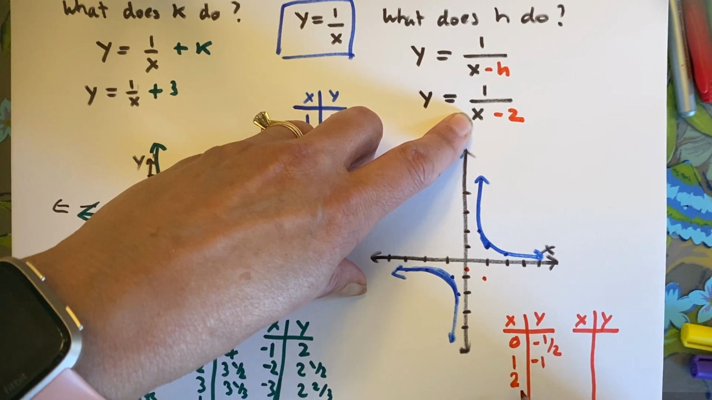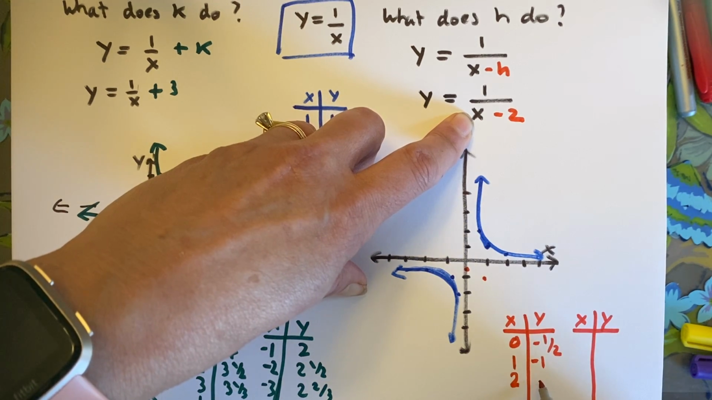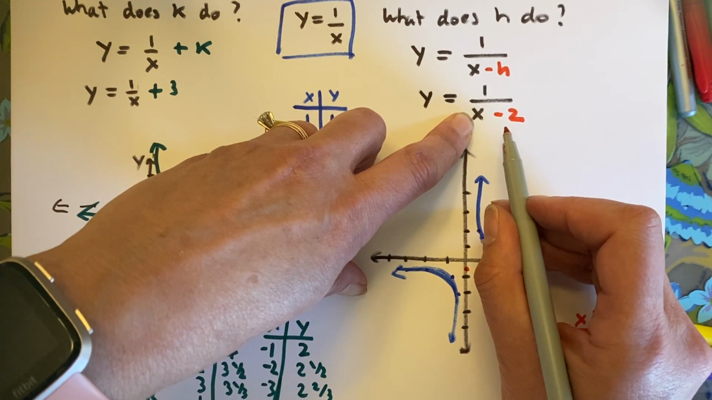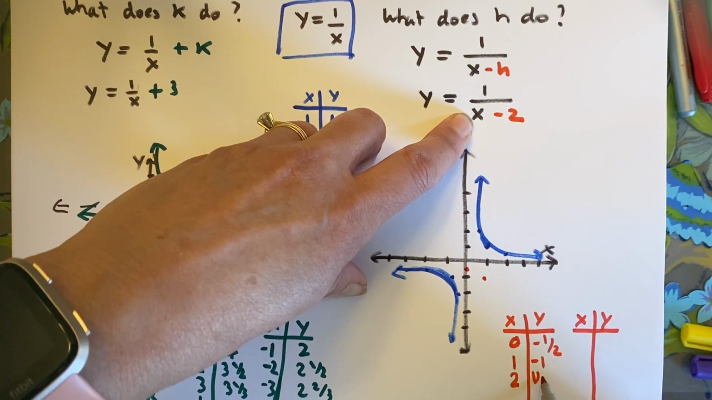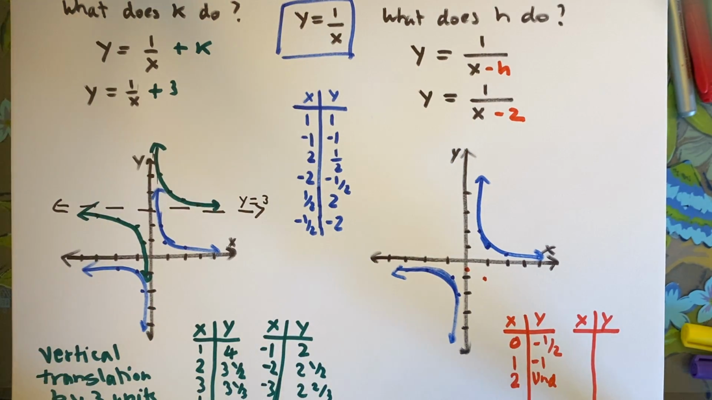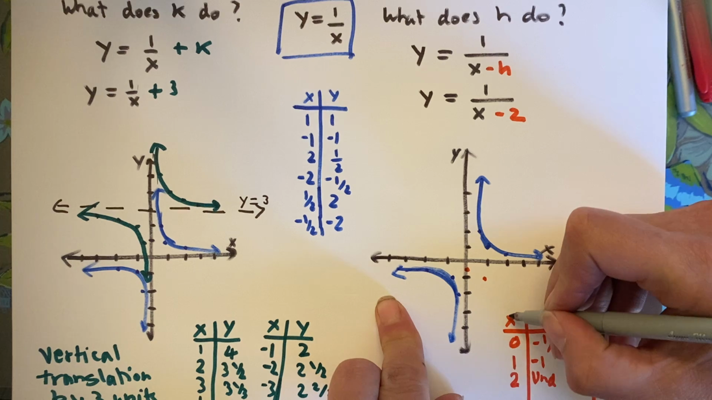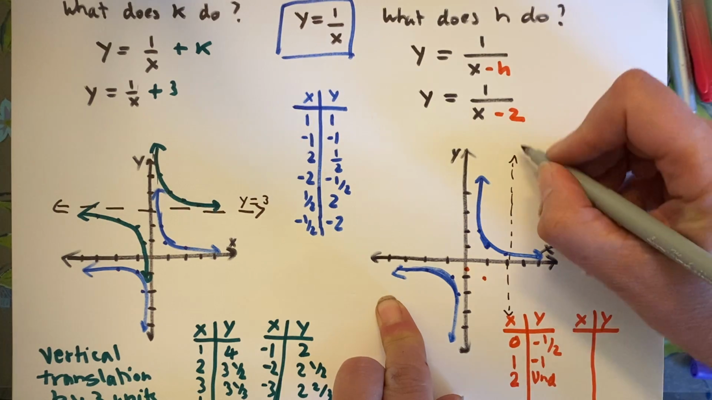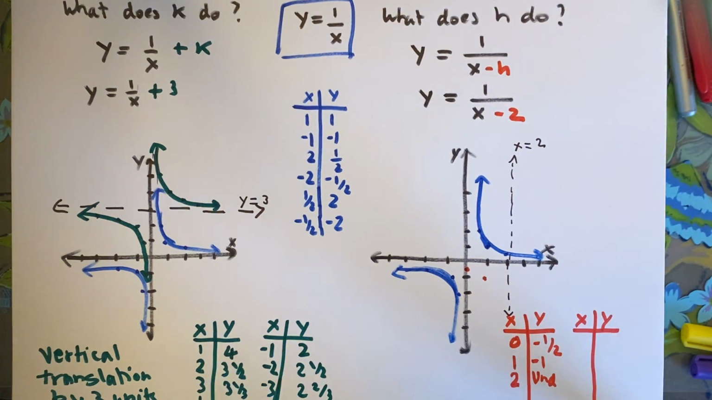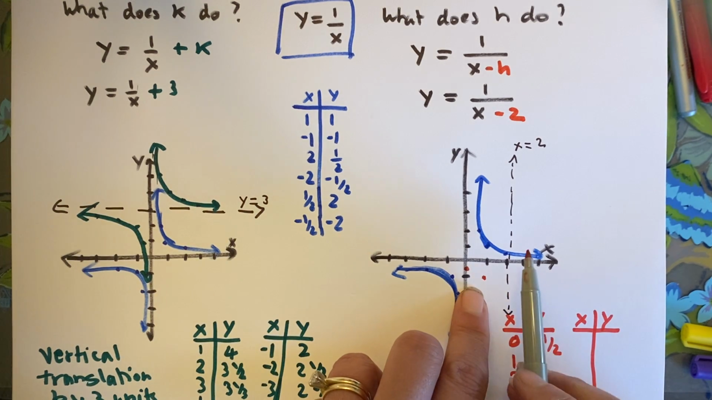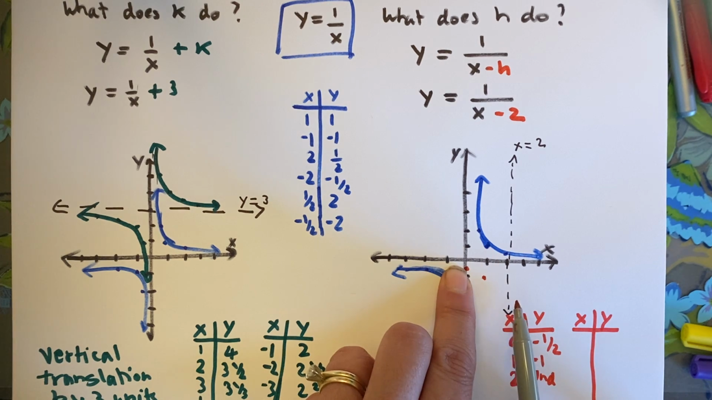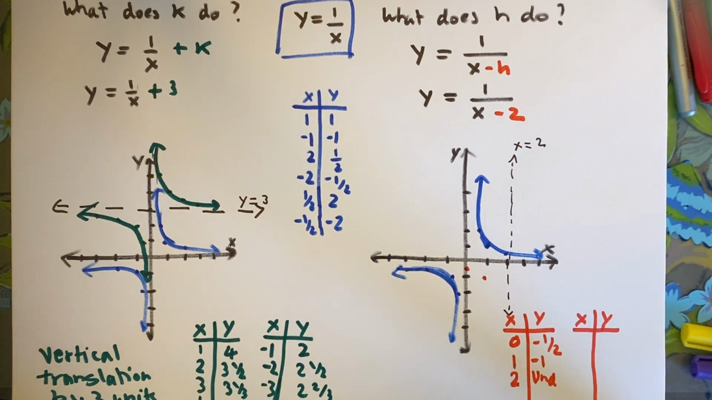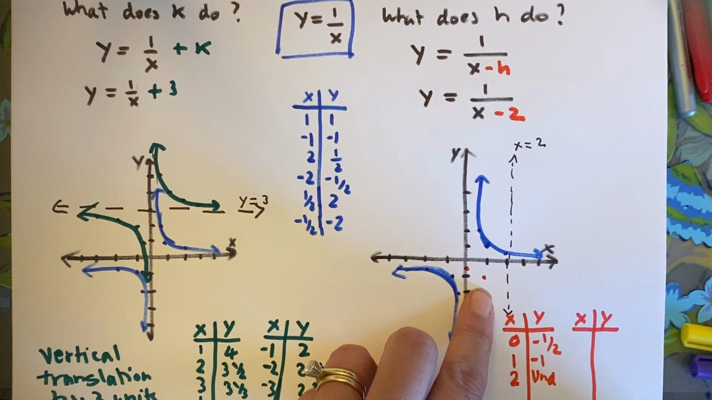What happens next? I do a 2. Well, I realize I have a problem. I cannot put in a 2 because 2 will get me 0 on the bottom. So that is undefined. And what I have done is I've found my other asymptote, which is x equals 2. In other words, the value that is not allowed is no longer, as it was before, x equals 0, but now the one value that's not allowed is x equals 2. So let me keep going and see what this looks like.